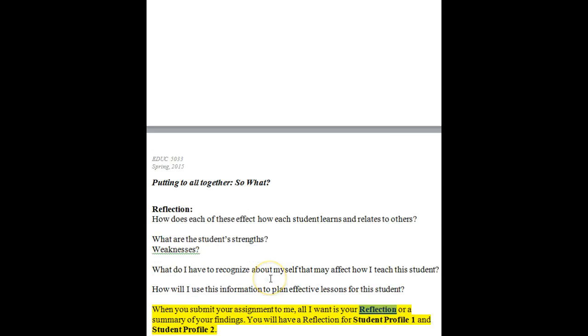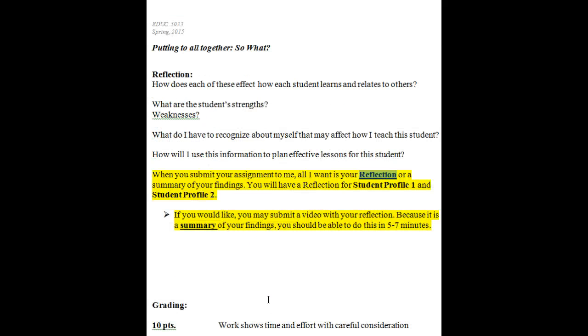Okay, after you do that, putting it all together, so what? I want you to do a reflection thinking about these questions. How does each of these affect how each student learns and relates to the others? As you look at their learning style, their personality, their interest, how does this affect how the student learns? Personally, as a strong introvert, I prefer to work by myself. I do not like to work in groups. There are times that I have to work in groups, and I can do that, but my preference would be just to let me do it on my own. Some of your students may feel this way, and you need to recognize this.